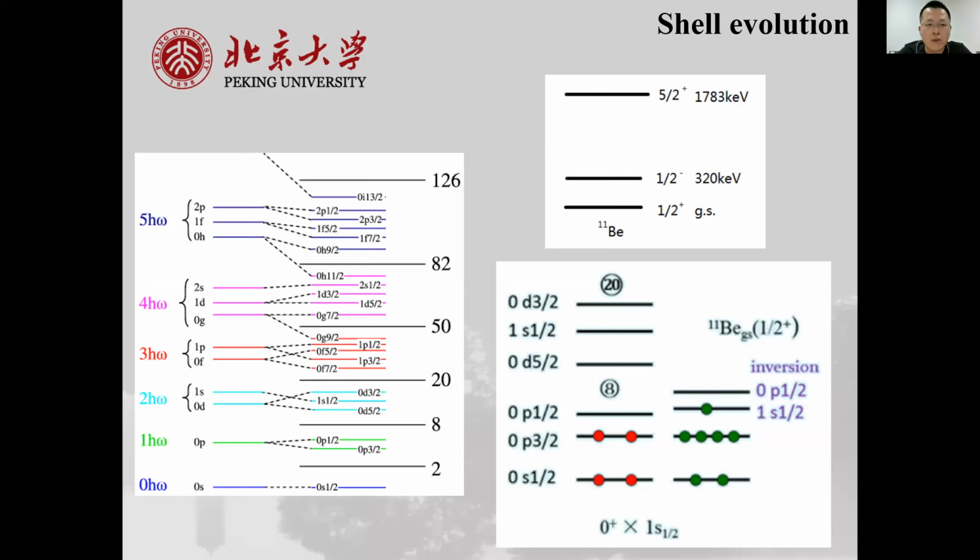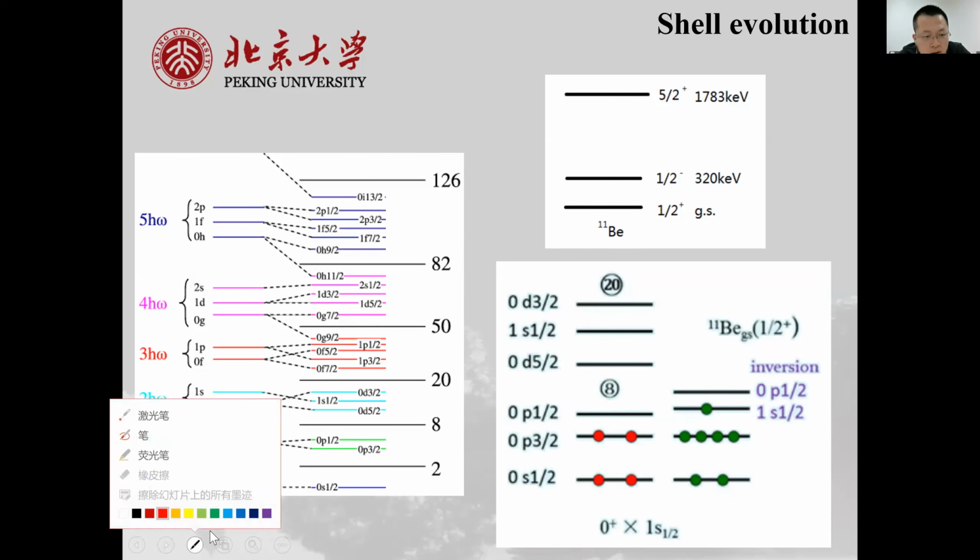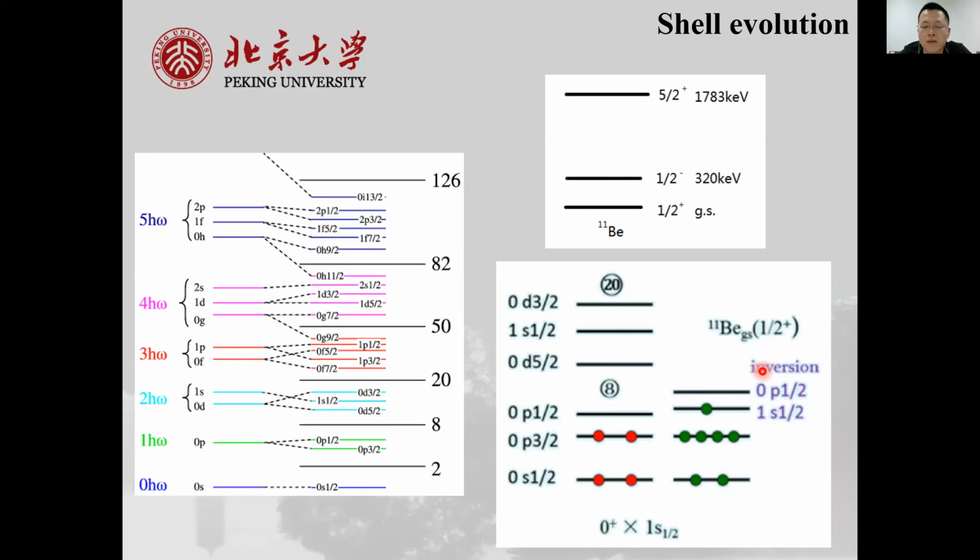One of the well-known examples is the structure of the ground state of beryllium-11. The stability of one half plus cannot be explained by the conventional shell model, unless we consider the inversion of the S and the P orbital. It's also called the intrusion of S, the inversion of S and the P orbital.